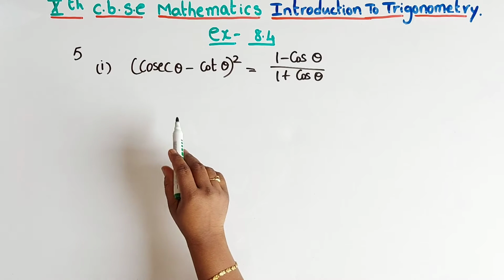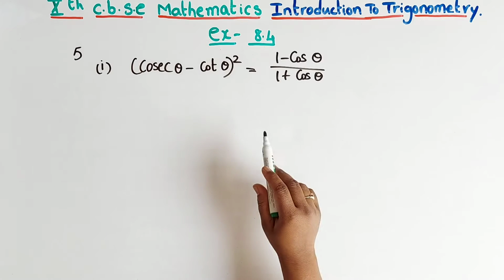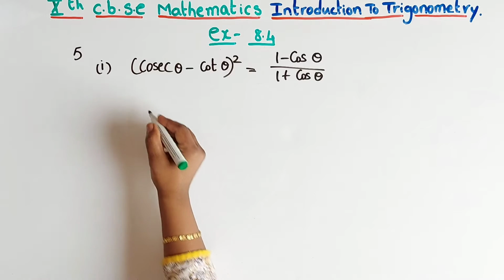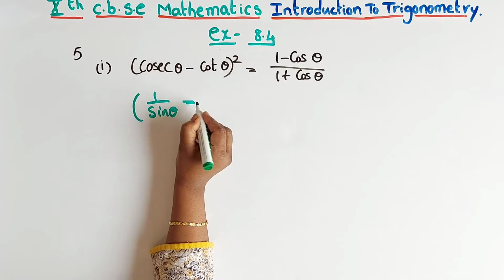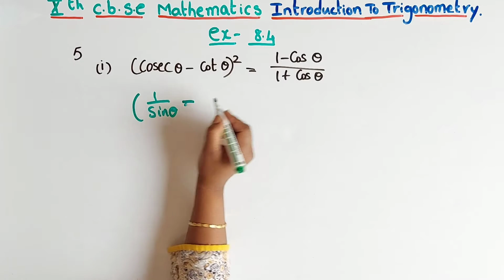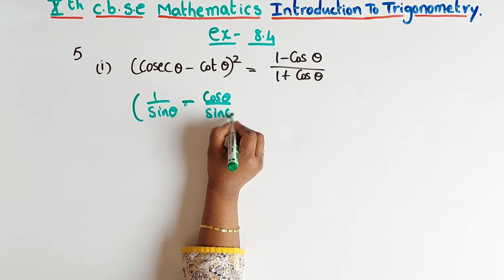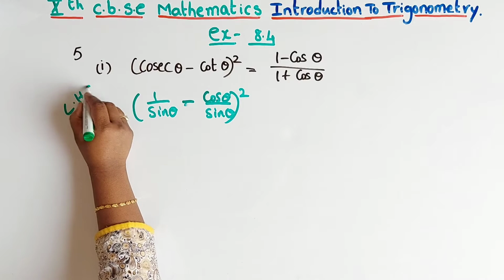First one, (cosecant theta minus cot theta) whole square equal to (1 minus cos theta) divided by (1 plus cos theta). Now see here, children, in place of cosecant theta, I am writing 1 by sin theta because reciprocal, and minus cot theta is cos theta by sin theta, whole square, right? Now we will solve the LHS part.